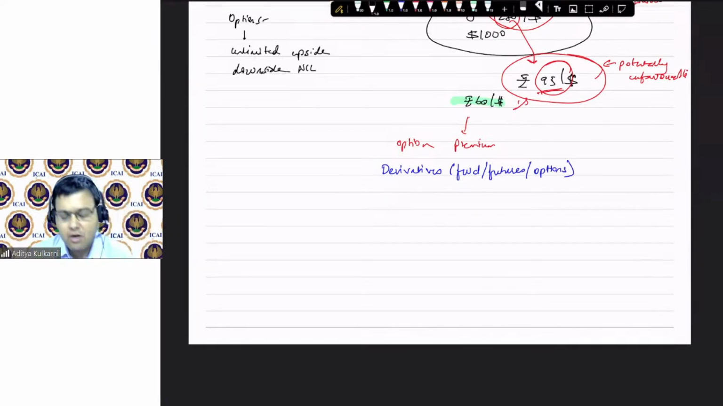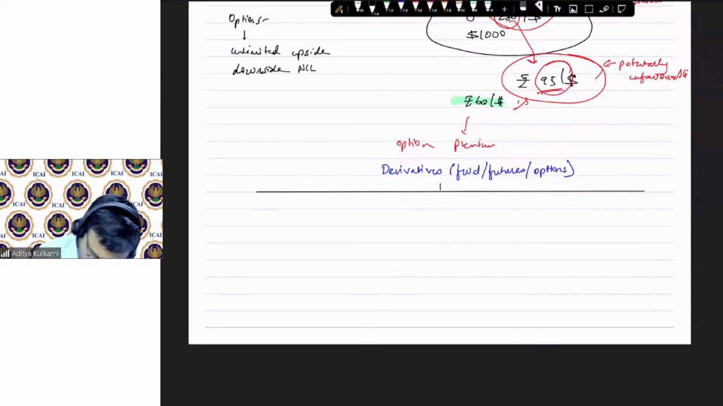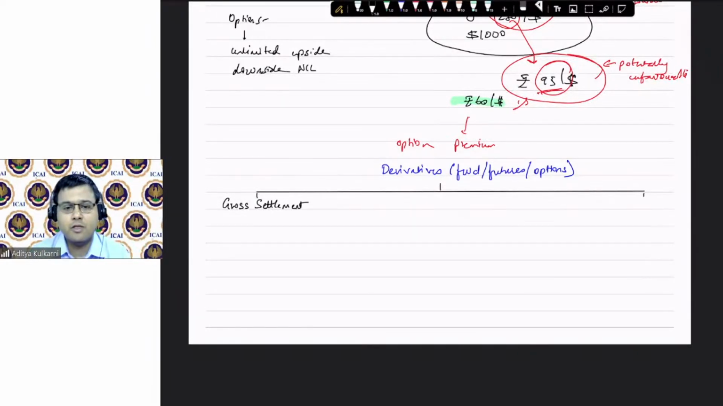Now, when I talk about a derivative contract, the settlement has two options. The first option is a gross settlement. The second option, obviously the opposite of that, is net settlement. So what do you mean by gross settlement or net settlement?